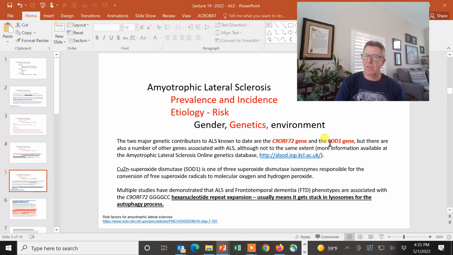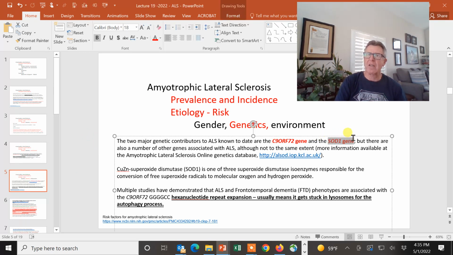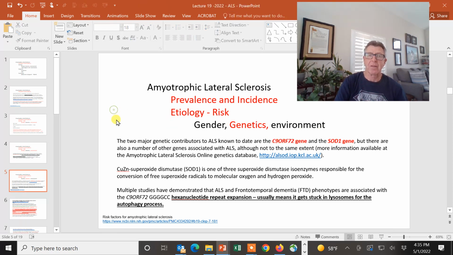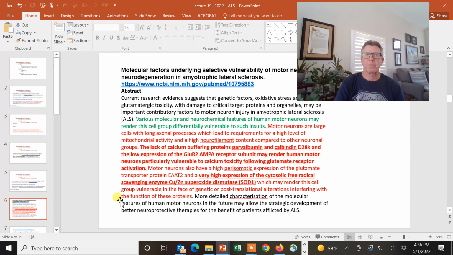These are the two most famous genes. The SOD1 gene is mutated so that you get a lot more free radical damage. And then this one right here has a lot to do with protein processing. Instead of the triplet repeats we heard about in Huntington's disease, this is a hexanucleotide repeat. It just means that the protein gets big and it gets stuck in the lysosomes, and you can't have autophagy.